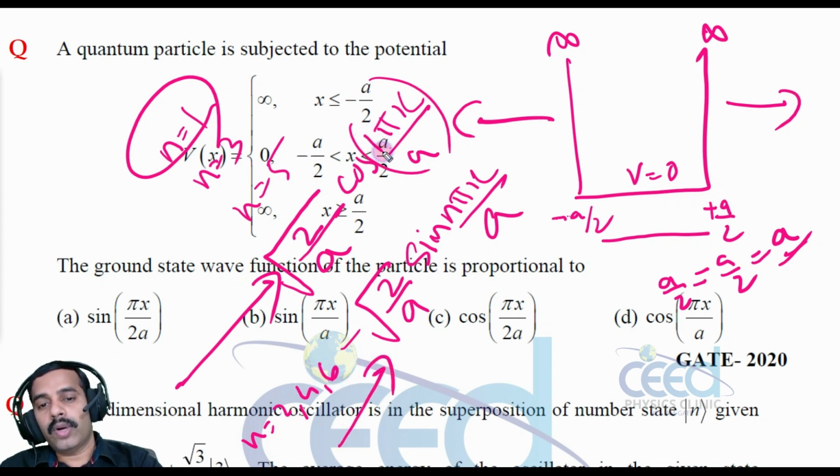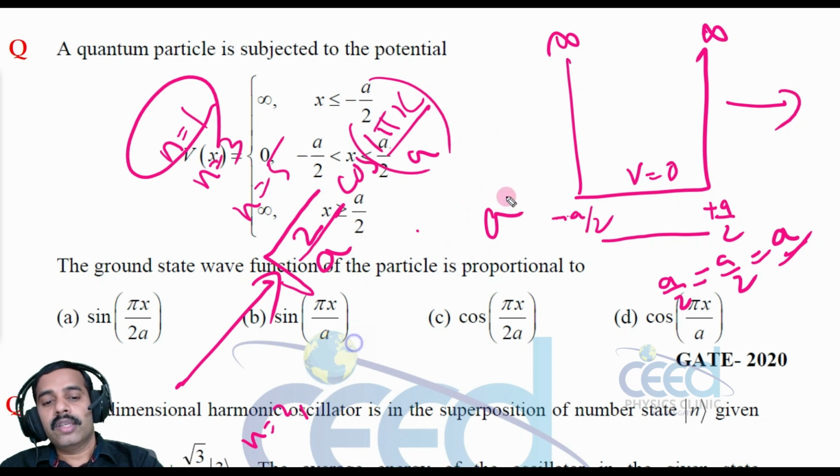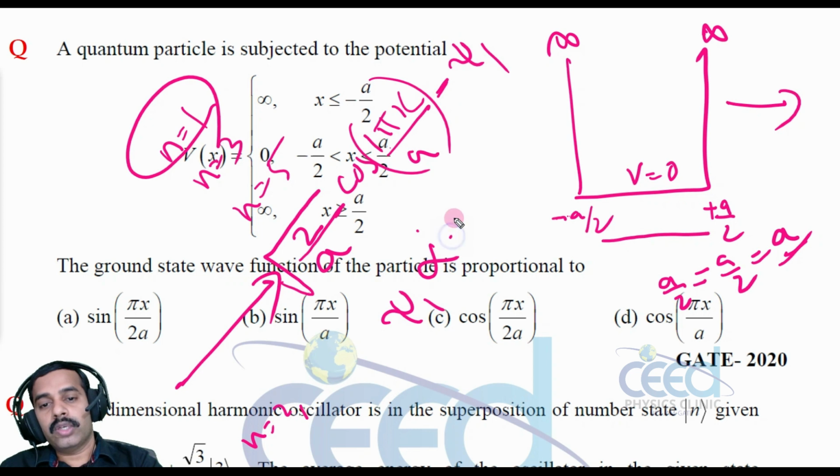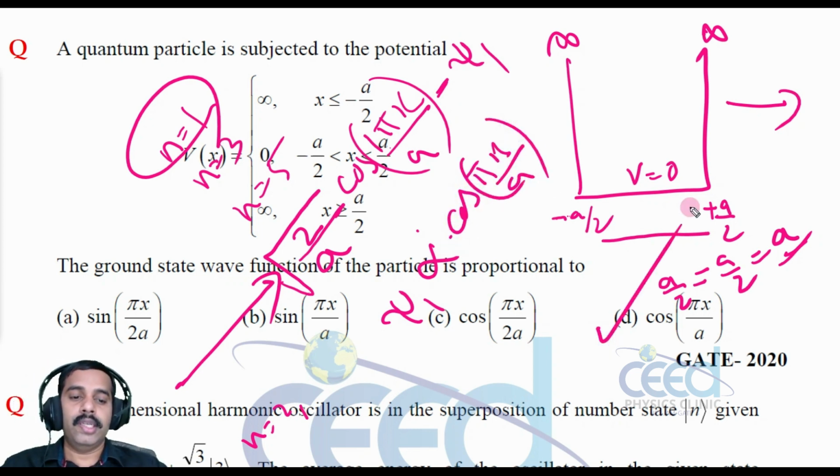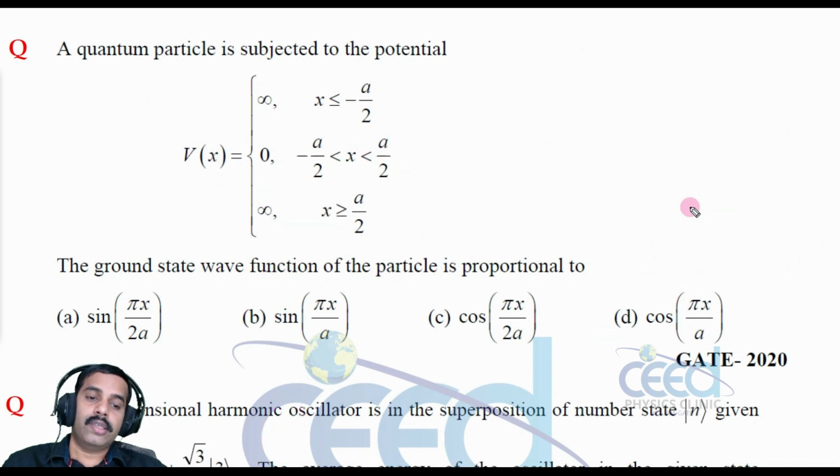So here n is equal to 1. So this is our ground state wave function. So psi 1 is proportional to cos pi x by a. So option D is correct. All right.